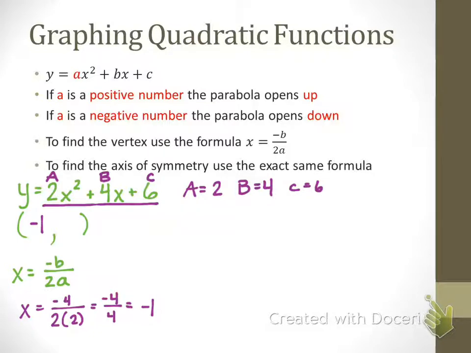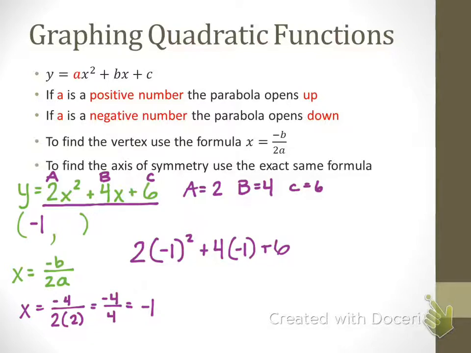The y. So what you do is you take your original equation right here. Do I know what x is? Yep. So I'm just going to plug in x so that I can find y. This is where your calculator is going to come in handy because you can use your calculator. Okay, I'm going to do 2 times negative 1 squared plus 4 times negative 1 plus 6. Does everybody see what I did? All I did was I just took out the x's and I plugged in negative 1. Guess what?